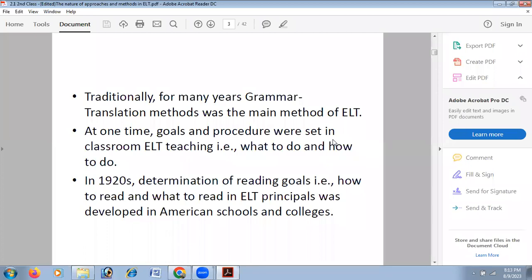So I was talking that grammar translation method is an old method. It is a classical method. It means that from the 14th century towards the end of the 19th century, grammar translation method was used for English language teaching. And what do we do, and how to do in case of English language?